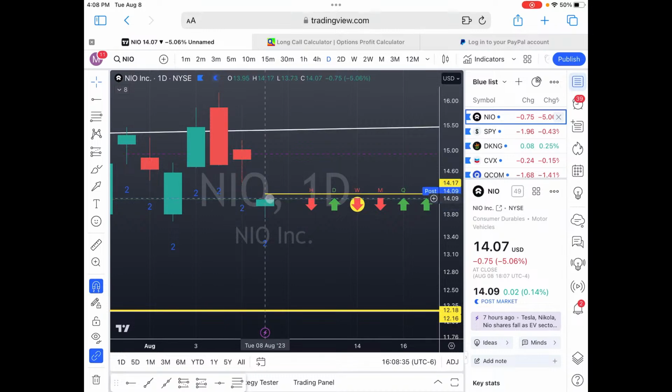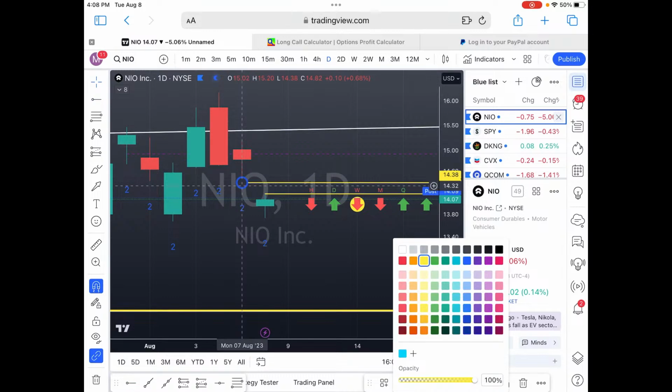But these 2 downs, normally they look like this. They're red, but when they finish green, that gives me a higher probability that this is going to trend back up to the upside. And I'm going to put in a target here.